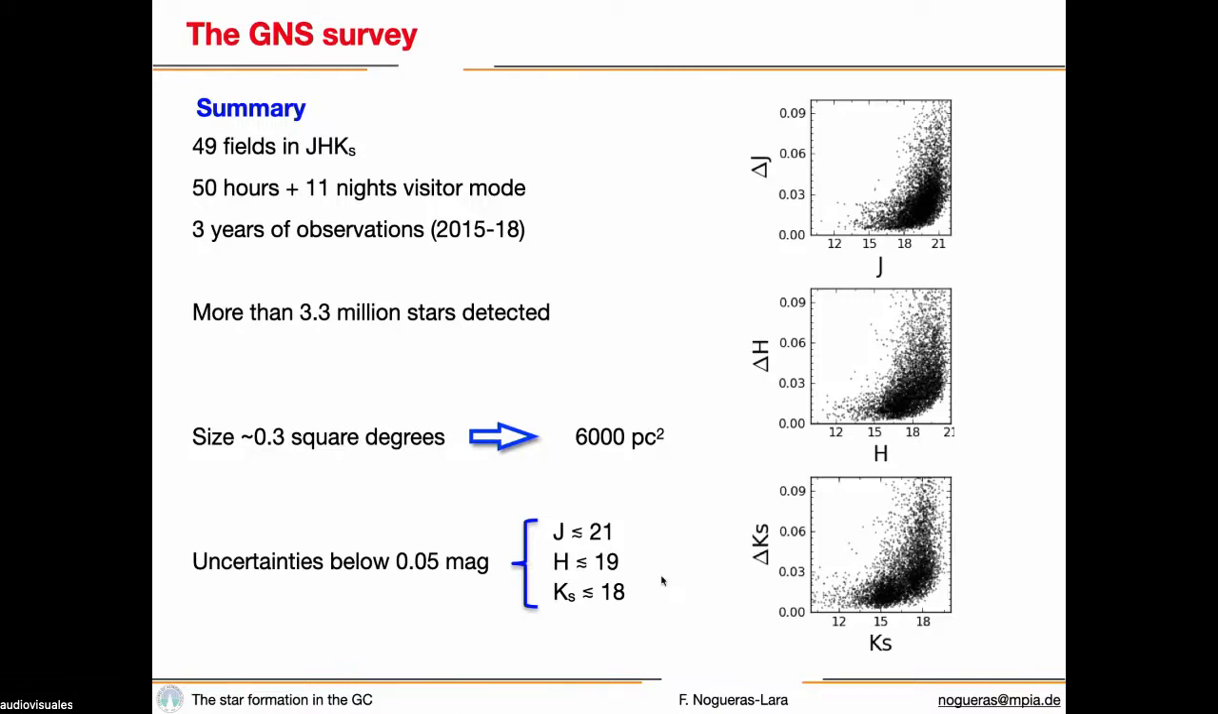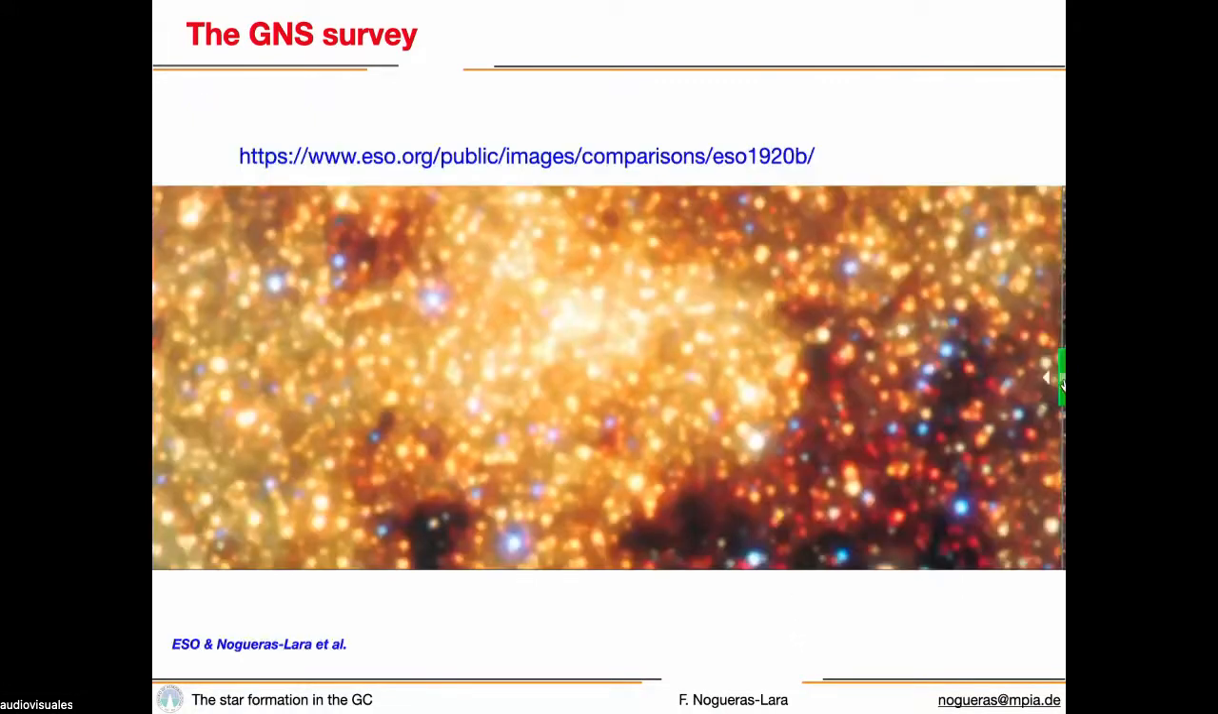And we are even improving this with a second release of the Galactic Nucleus Survey that will show up soon, maybe in a year from now. And the thing is that the uncertainties here are below 0.05 magnitudes for J around 21, H 19, and Ks 18, as you can see in these plots.